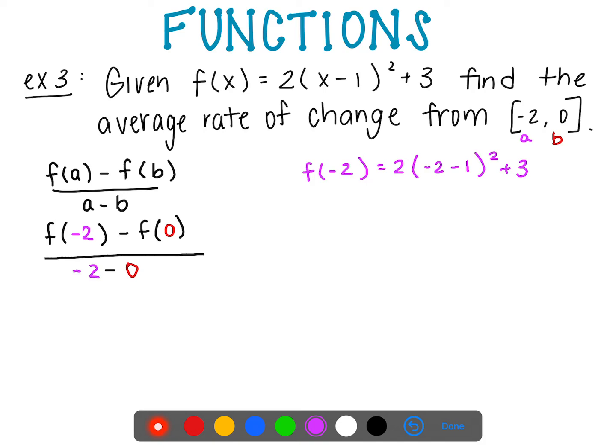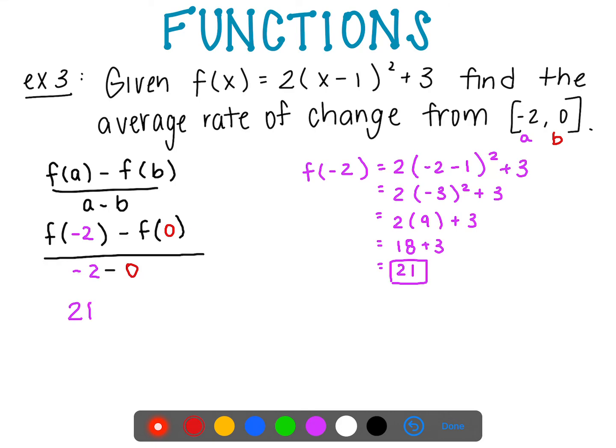So now I've got to use order of operations and do inside the parentheses, -2 minus 1, -3 squared plus 3. Then I've got to do -3 squared, gives me 9, times 2 is 18, plus 3, 21. So I'm going to need 21 to go back in to f of -2. So where I had f of -2, now I have a 21.